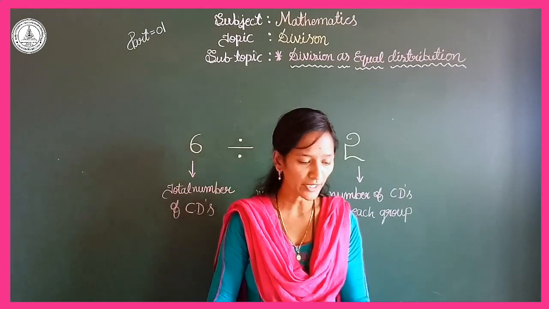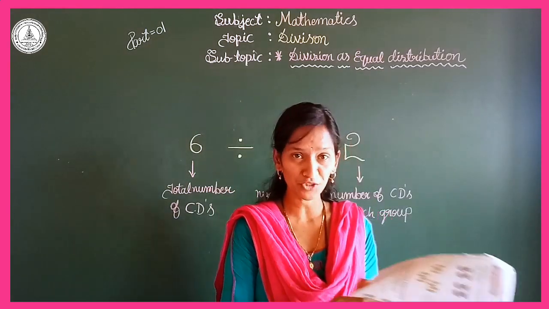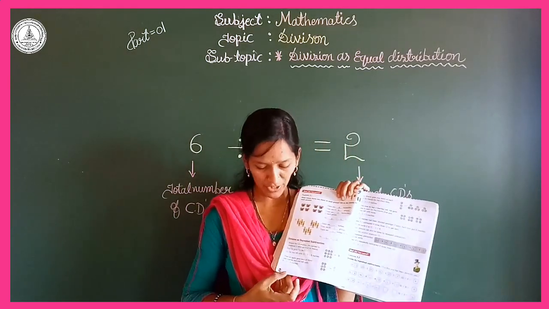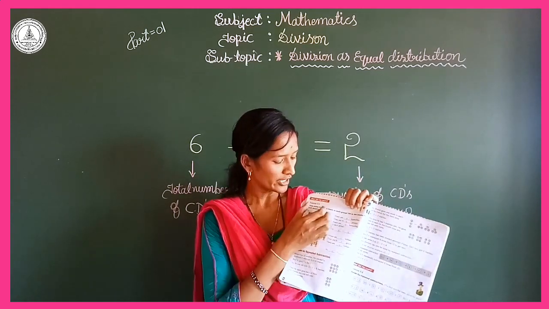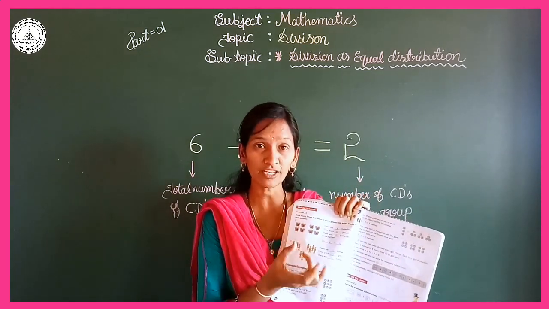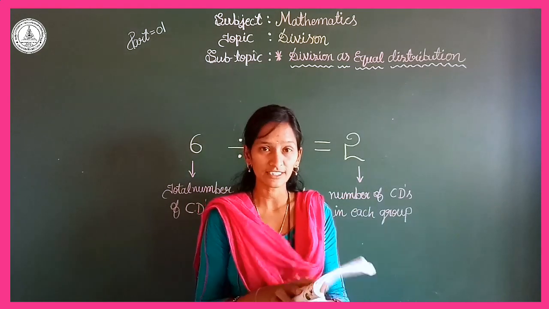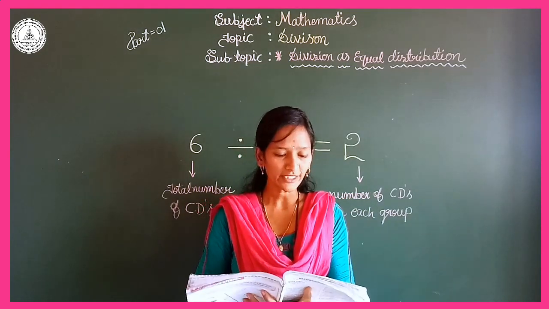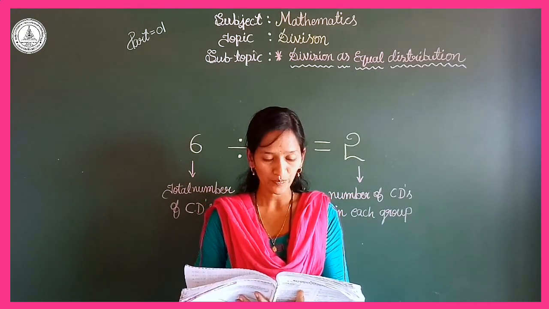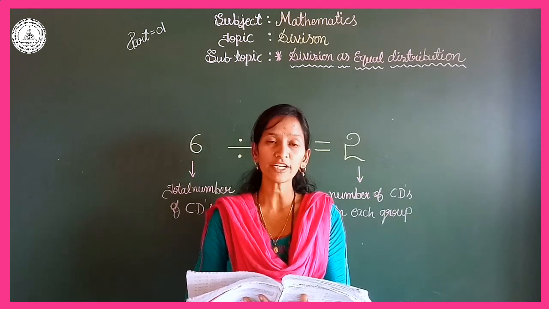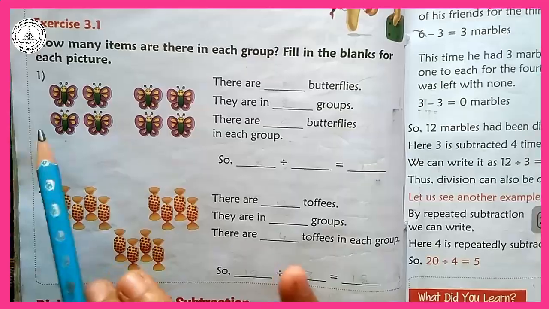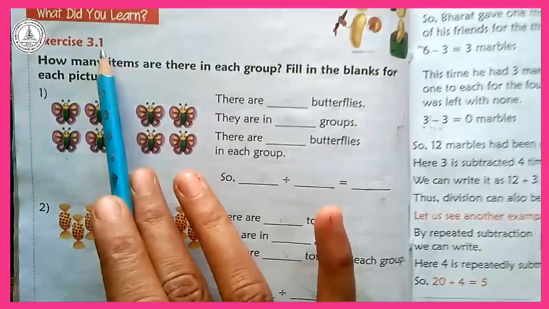This is on page number 100 in your textbook. See here, this is page number 100. So here is exercise number 3.1. I am reading the headline. Listen here. How many items are there in each group? Fill in the blanks for each picture. See, this is exercise number 3.1.